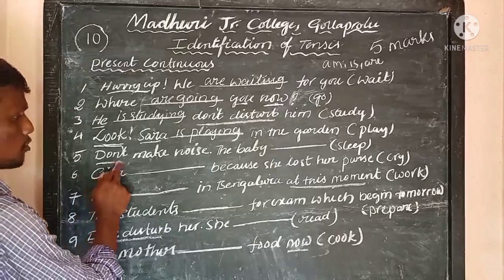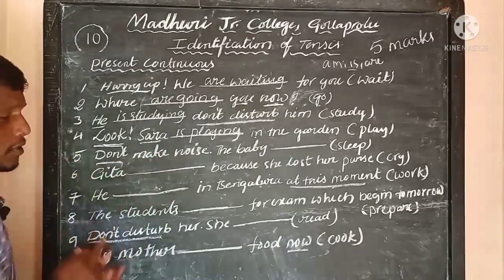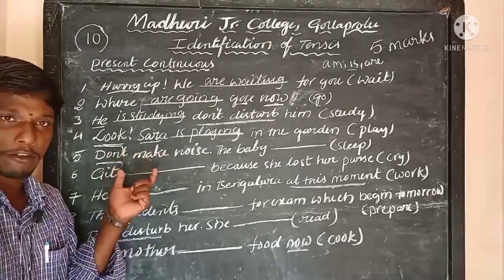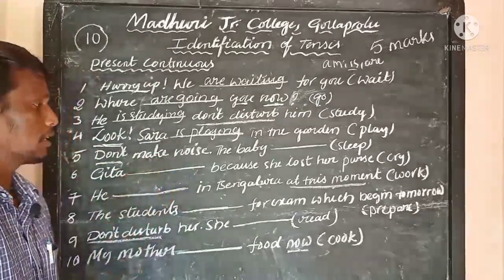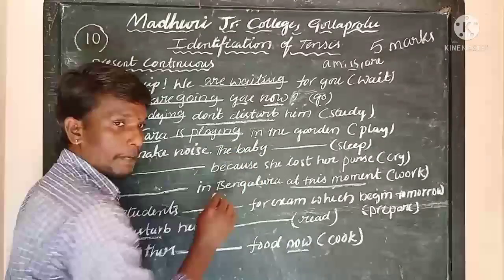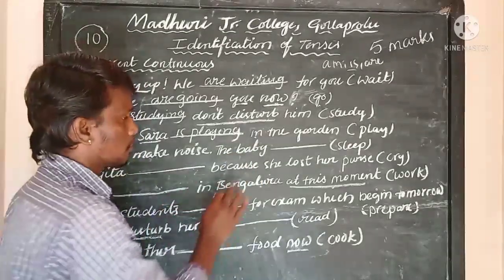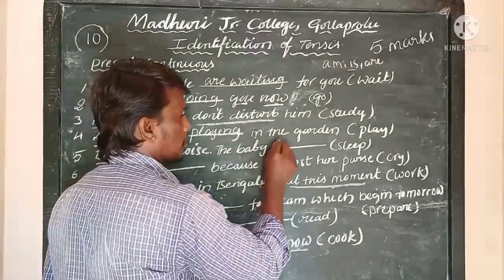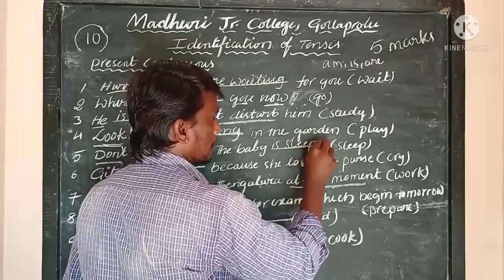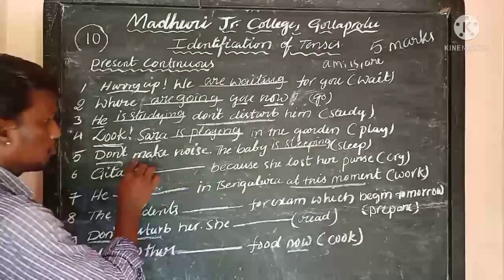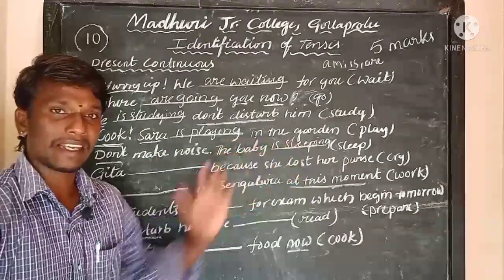Now coming to don't make noise. As it is a don't, that means when you find a don't, automatically the next action will be in present continuous tense. So the baby, is the baby singular or plural? Yes, it is absolutely singular. What is the be form here? Is. What is the verb here? Sleep. Sleep plus ing form, sleeping. Right? Don't make noise, the baby is sleeping.